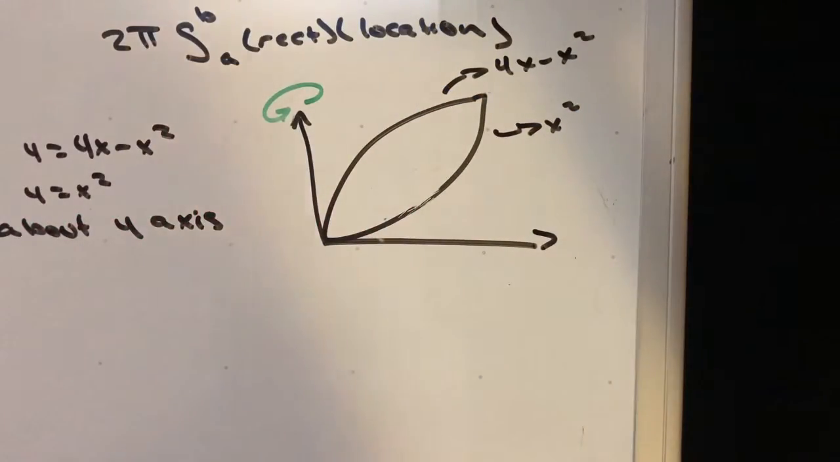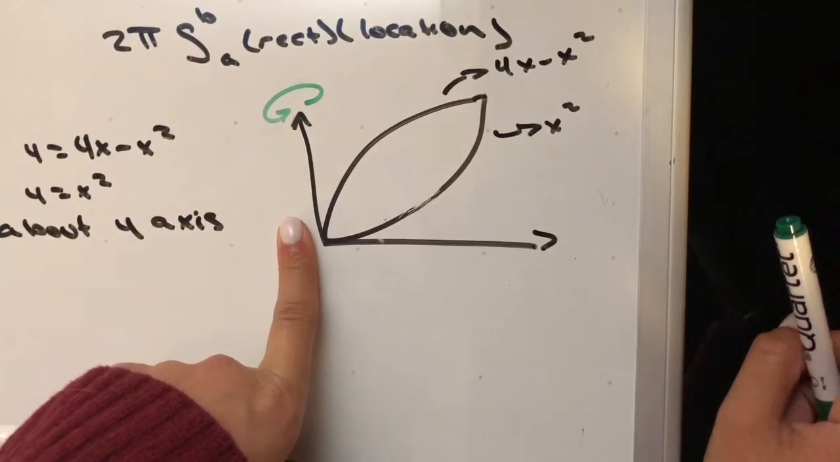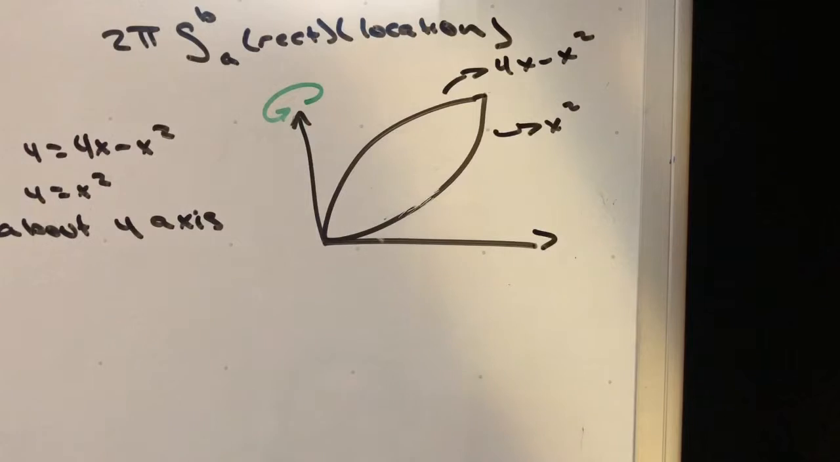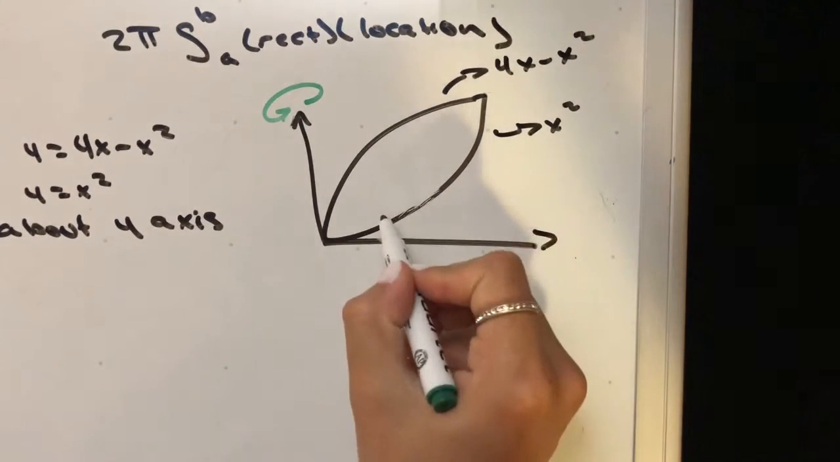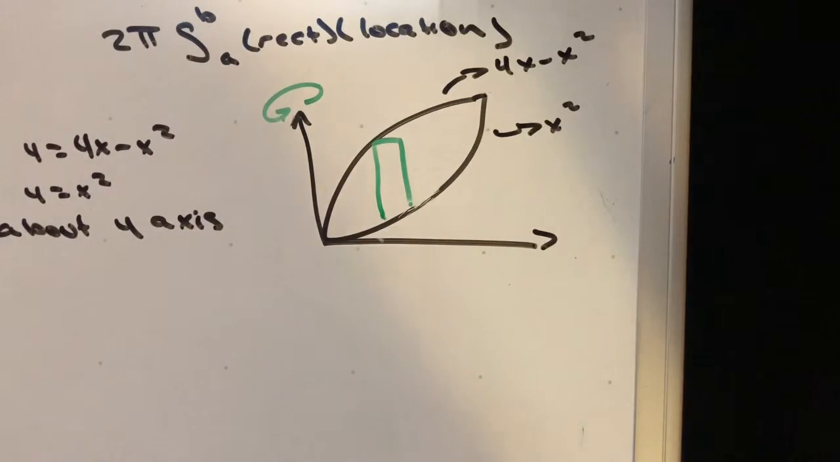Okay, here's the next question. We have our two curves. The top one is 4x minus x squared, and the bottom one is x squared. We're going to be rotating it around the y-axis. So we're going to go ahead and draw a rectangle, and our rectangle is going to be parallel to the axis, which means we're going to use shell. I don't know if I said this earlier, but if it's parallel, use shell. It's a little remembering mnemonic thing. So we're going to go ahead and start plugging things in.